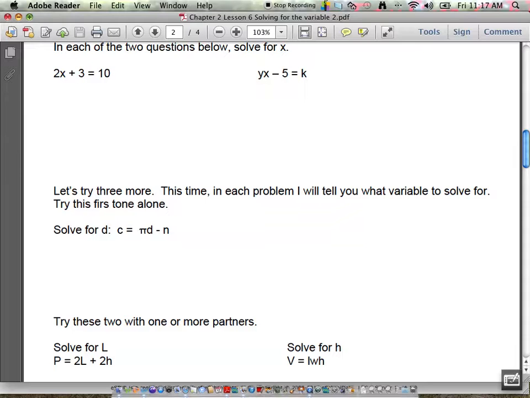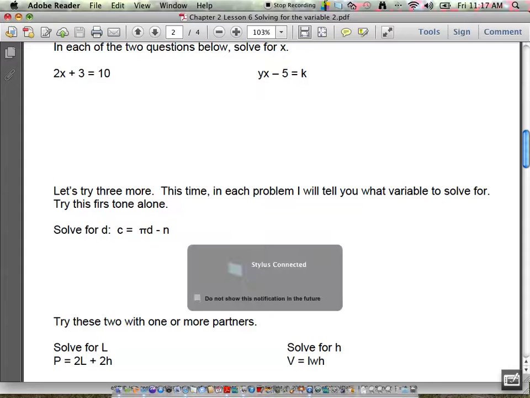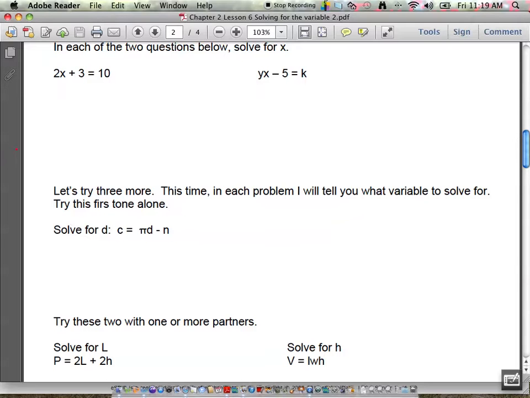Alright, so I think when you look at the first one, you're probably gonna say, man, it seems really easy, but my answer is really weird. Okay, so let's go with that one first. Minus 3, right? We're attacking that plus or minus first. 2x equals 7, divide by 2. x equals 7 over 2.